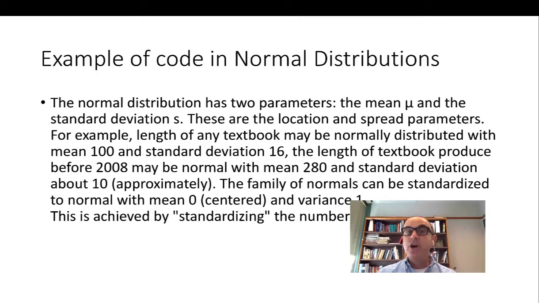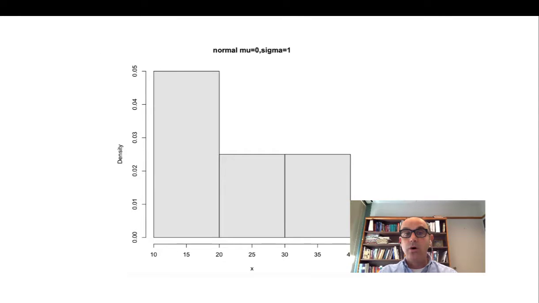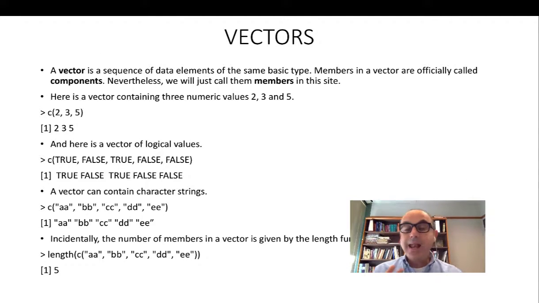So, an example of the code in normal distribution, and I gave you an example here. Again, the length of a book, and this is what it will stand for. And again, another issue that we need to address with R is the vector. A vector is a sequence of data elements of the same basic type.